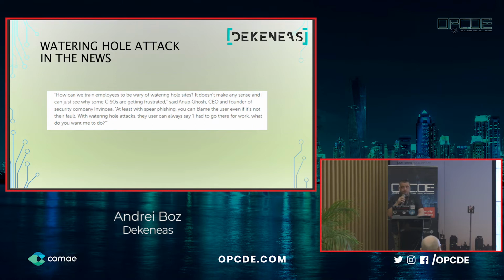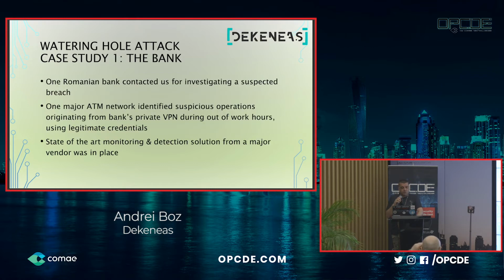I would like to introduce you now to some case studies. Case study one is called the bank. In 2017, one Romanian bank contacted us for investigating a suspected breach. Basically, one major ATM network identified suspicious operations originating from the bank's private VPN during out-of-work hours using legitimate credentials.